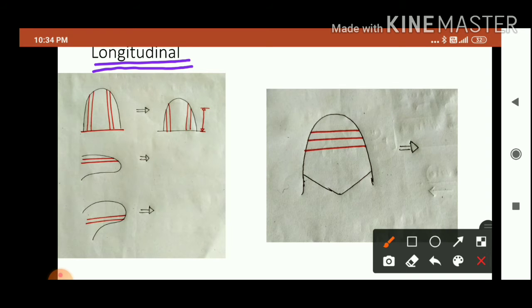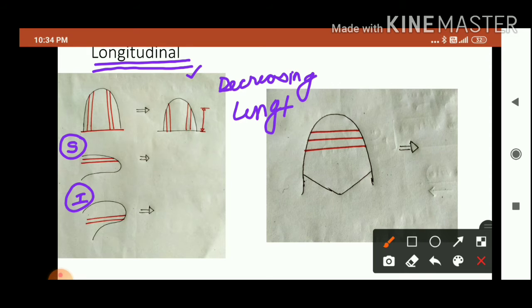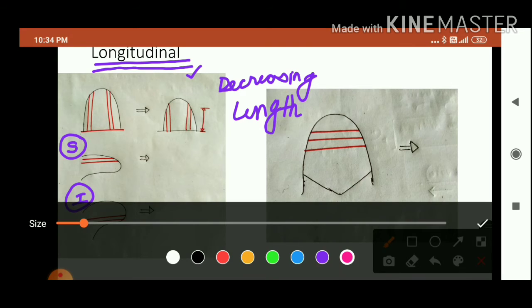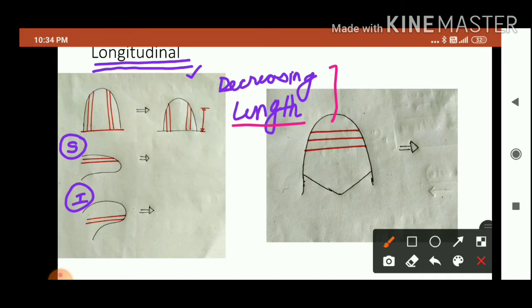Now we come to the first one, the longitudinal muscles. This is the superior longitudinal, and this is the inferior longitudinal. Remember, if both longitudinal muscles contract, they decrease the length. They are responsible for decreasing the length of the tongue. This is the impact on the size of the tongue. Decrease in length means shortening of the tongue. Now we come to the shape.